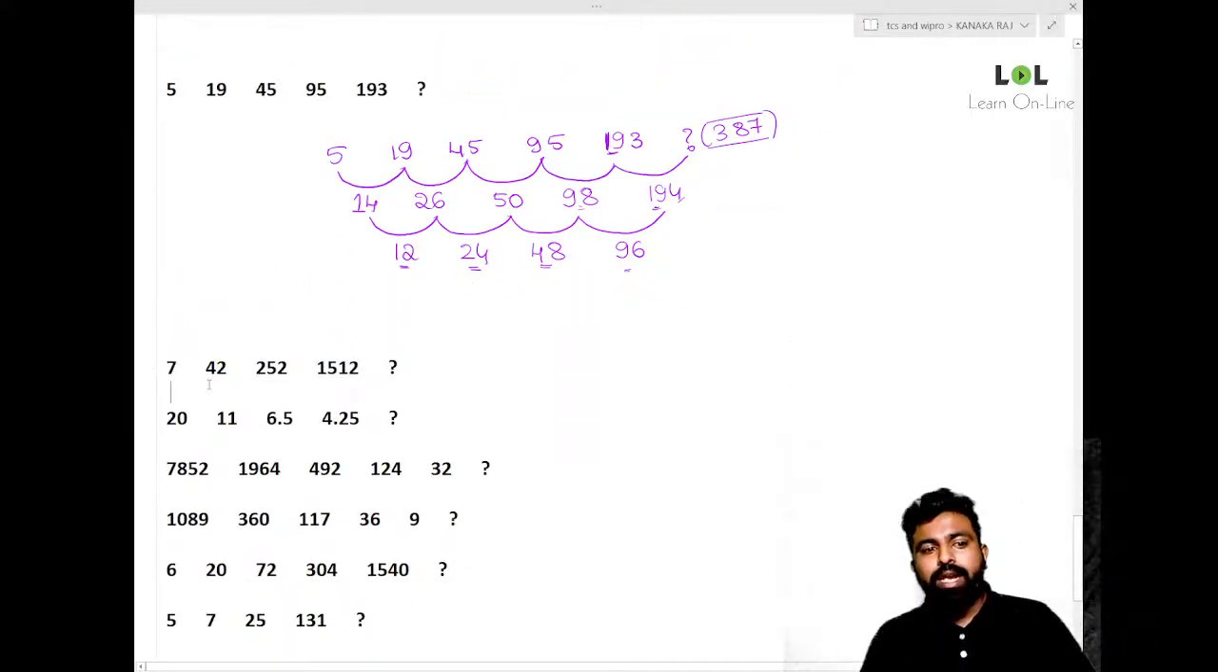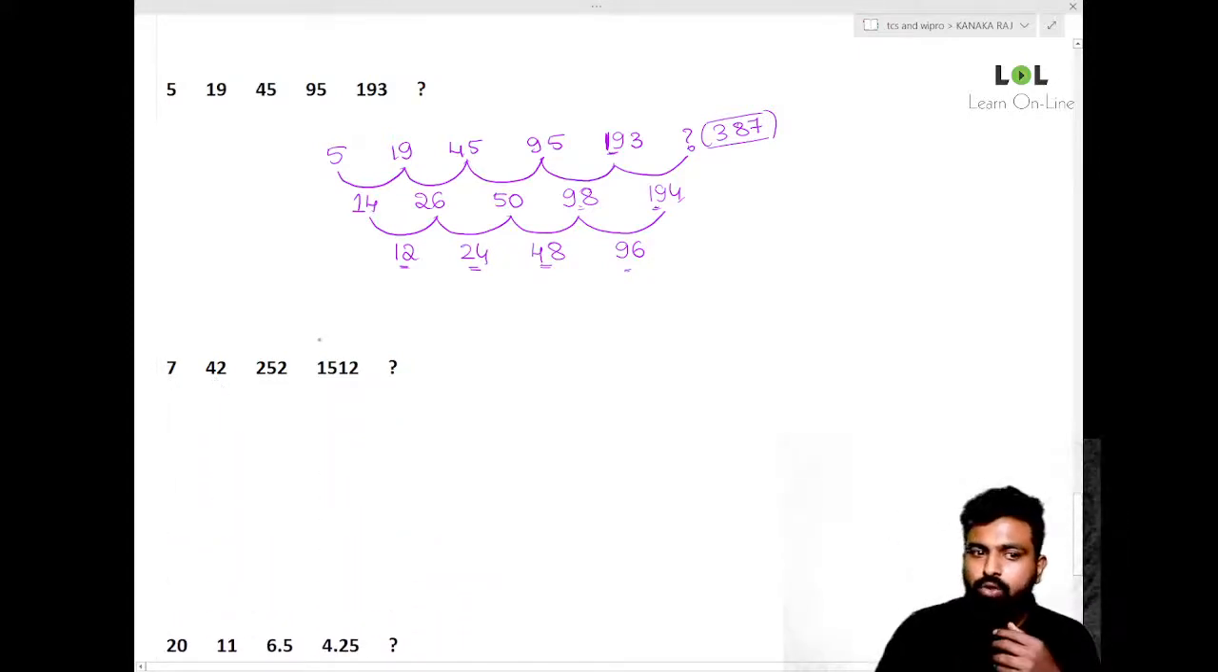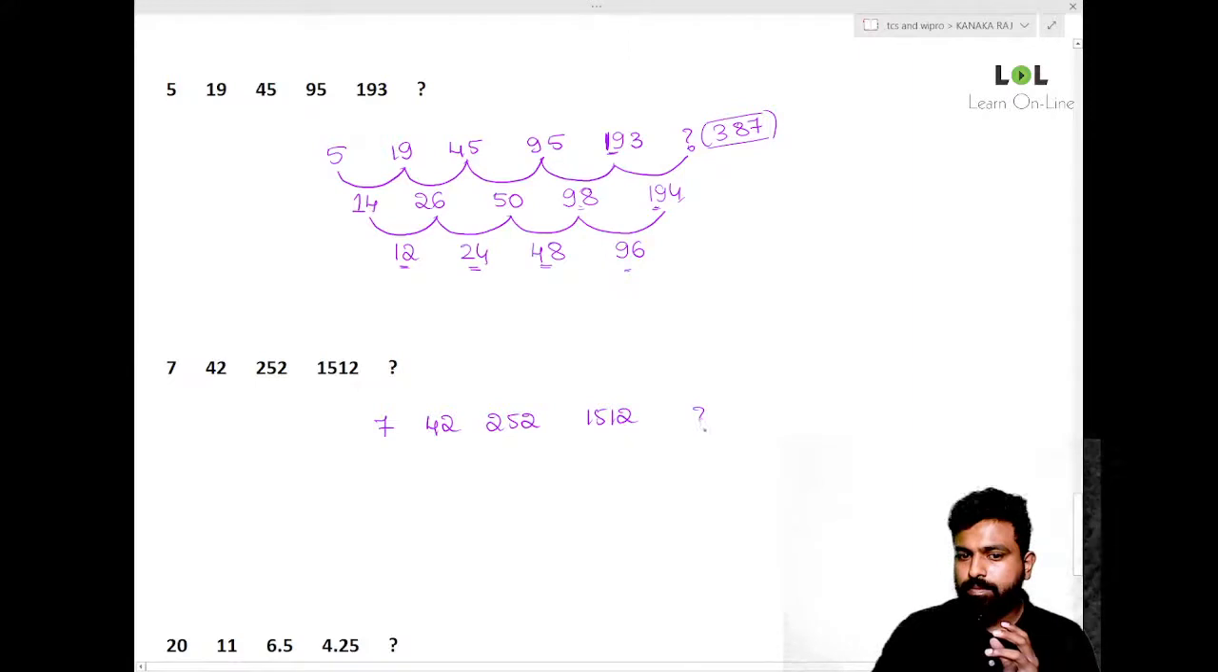So now look at our next question. What is the next question here? 7, 42, 252, 1512 and a missing term. Can anybody tell me what kind of a series is this? Yes, it is a multiple series.